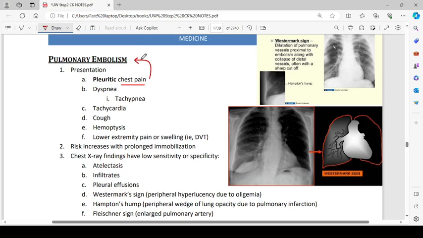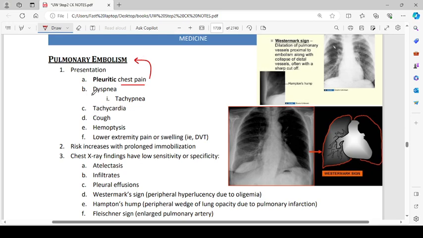Other differentials include post-infarct pericarditis, the Dressler syndrome, and I guess costochondritis can also be considered as a differential for the pleuritic chest pain. And there are others as well which I don't remember right now. But the pulmonary embolism is a differential for the pleuritic chest pain.